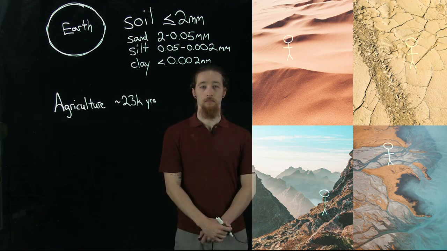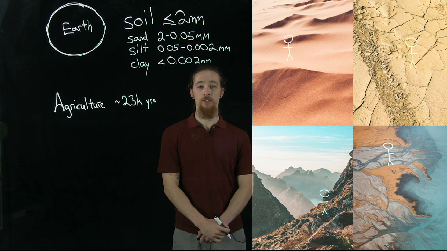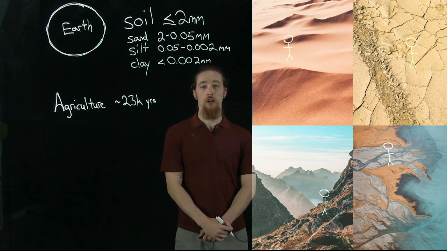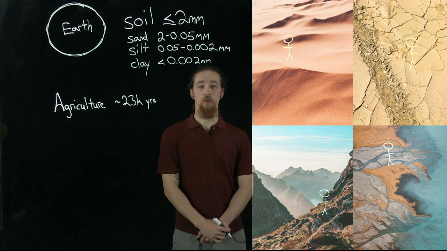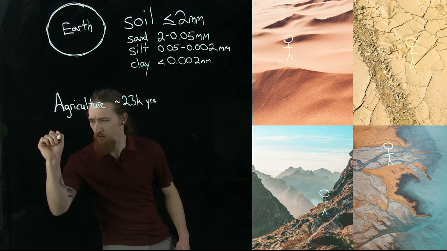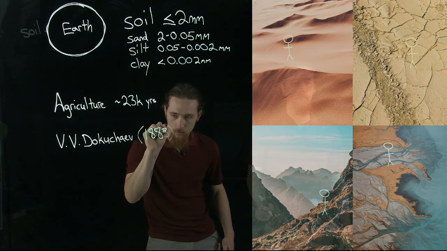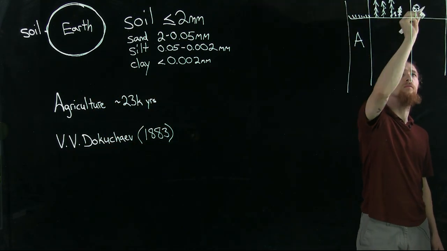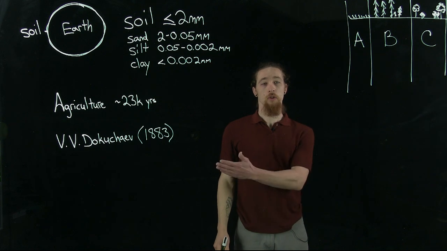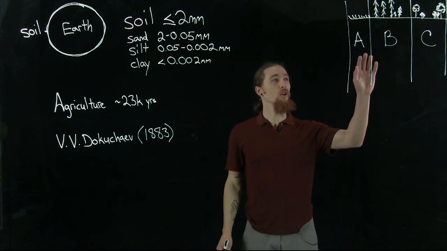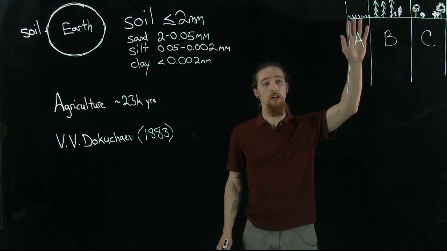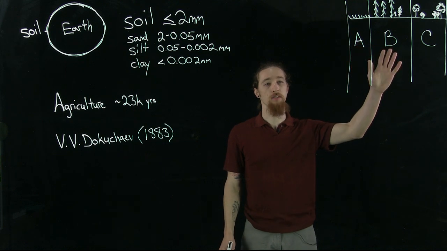In 1883, a Russian scientist by the name of Vasily Vasilyevich Dokuchev published works suggesting that soil could be classified depending upon certain soil-forming factors. In essence, Dokuchev's claim was that a soil underneath various conditions would be distinctly different from another soil.